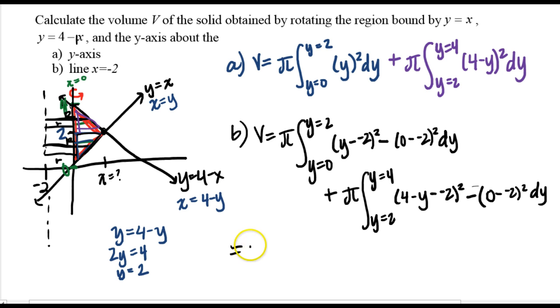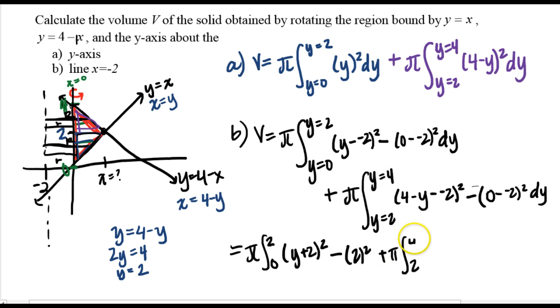If I wanted to make it a little more compact, I could say pi times the integral from 0 to 2 of y plus 2 squared, and then minus 2 squared, or 4, right? Minus, minus is plus, so I have plus 2 squared, which is 4, and then plus pi times the integral from 2 to 4. And then here on the inside I have 4 minus y, and then this is plus 2, so 4 plus 2 is 6. 6 minus y squared minus 2 squared dy, or you could have just written 4.